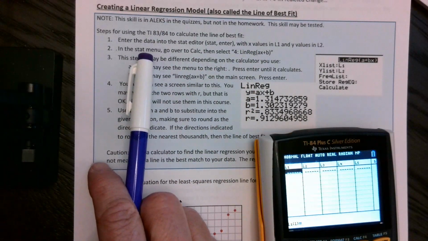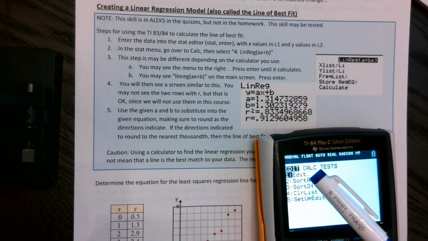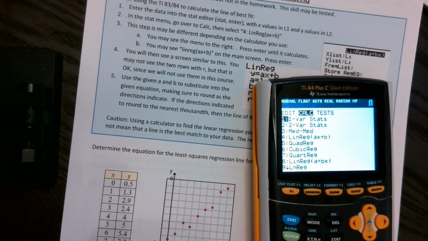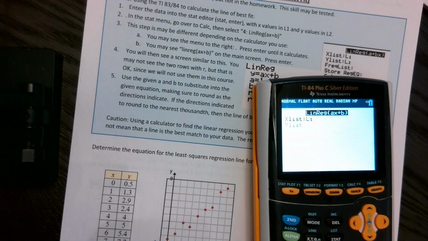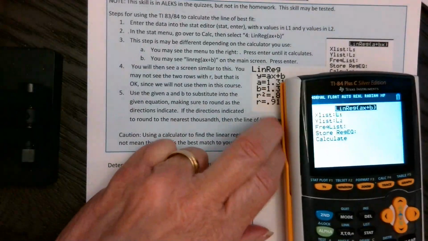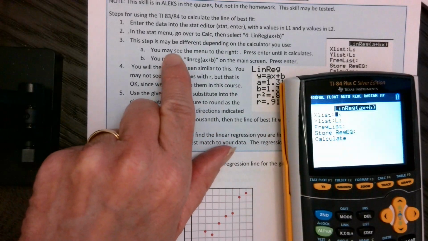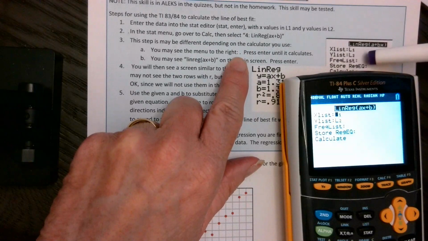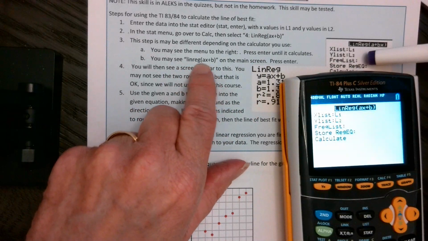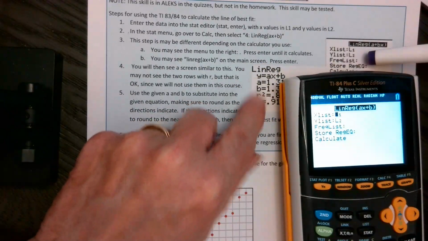Then in the stat menu, so we go back to stat, you'd go over to calculate, and we'd hit 4 for linear regression. When you do that, depending on your calculator, if it's a newer calculator, it'll look like this. You hit enter until it calculates. As you may see in the menu to the right, that's what this one looks like. You're just going to press enter until it calculates. You might see these words here. If you do, hit enter, and then you'll see this.